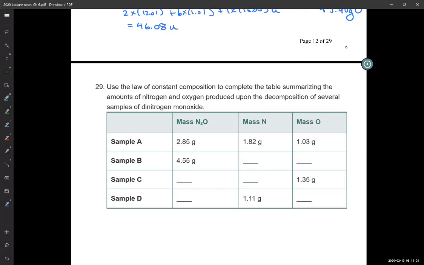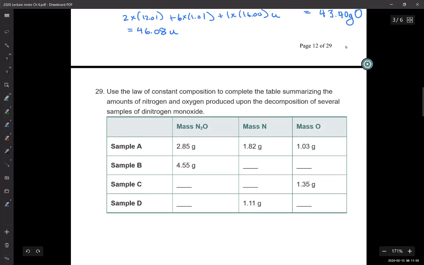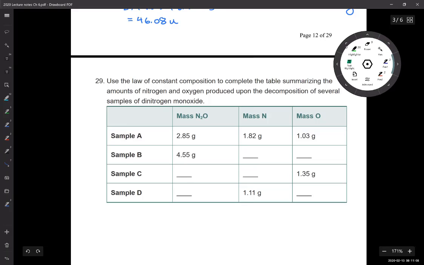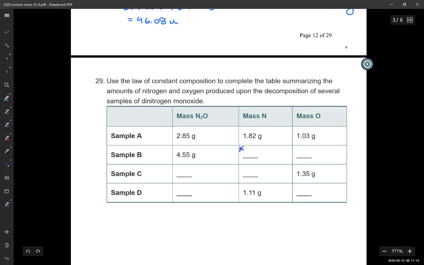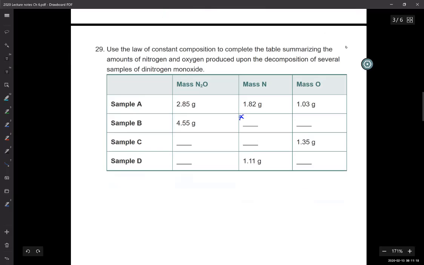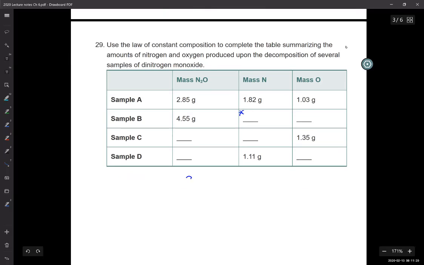All right, so we're going to figure out, let's say you want to know what this value is here, right? And constant composition means the ratios are always the same. Yeah? So if it's 2.85, and then you can go like this. There's a couple of ways you can do this. It's 1.82 grams of nitrogen for every, let's see, 1.03 grams of oxygen.